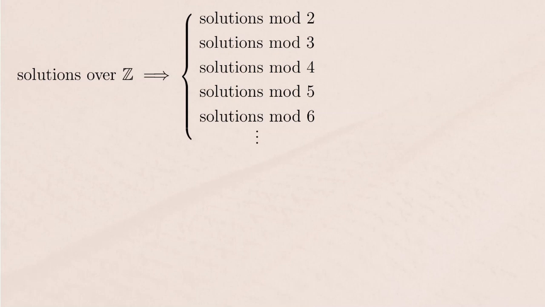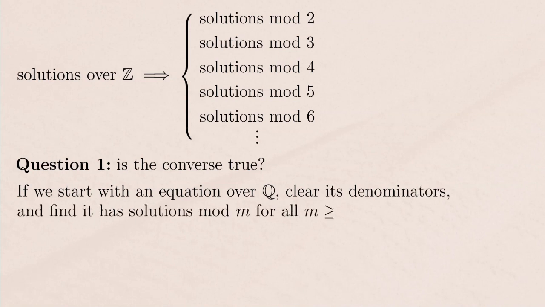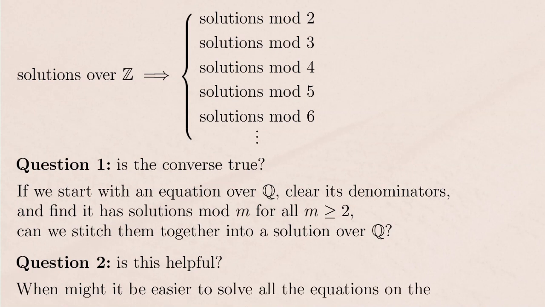This might lead us to ask a couple of questions. Firstly, is the converse true? That is, if we start with a rational equation, we clear its denominators and we find that it does have solutions mod m for every m at least 2, can we stitch those solutions together into a rational solution? And secondly, even if this is true, is it helpful? When might it be easier to solve all of the infinitely many equations on the right rather than just the one on the left? We'll postpone the first question for a while, and in this video we'll only address the second question.